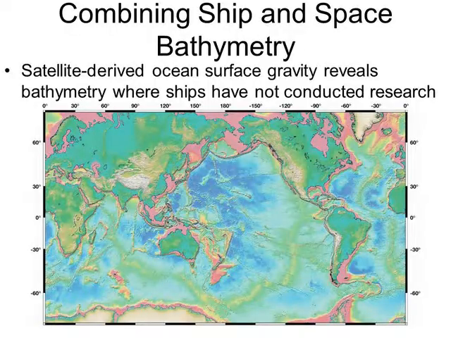And when we look at the combination of the ship and the satellite imagery, this is the map that we get. So we get a very detailed, very structured map that either one by itself wouldn't be able to give you.